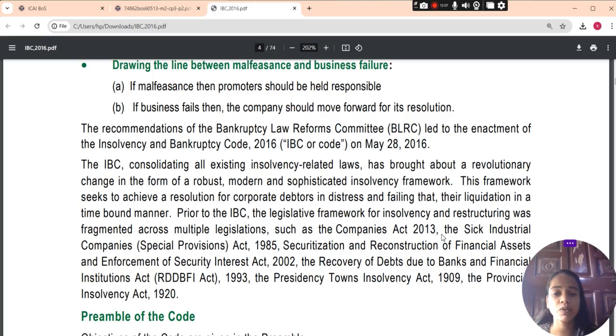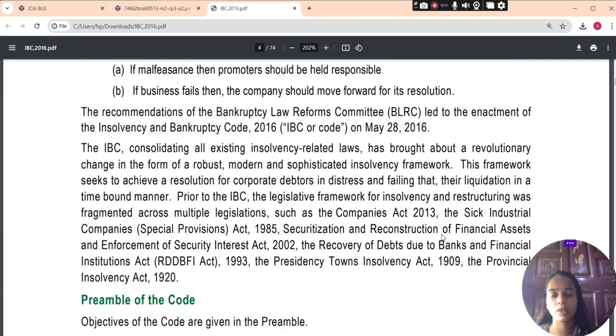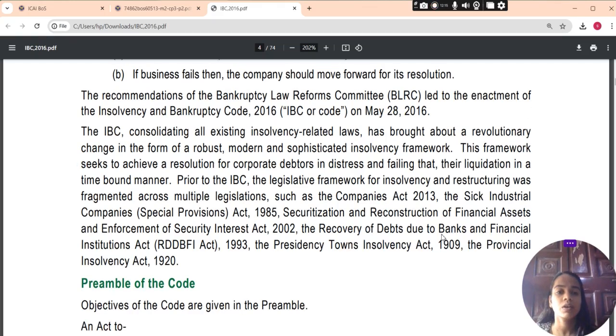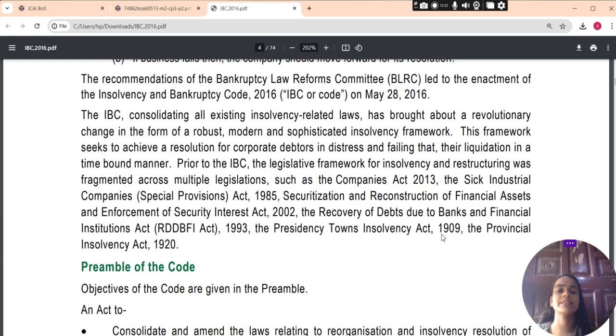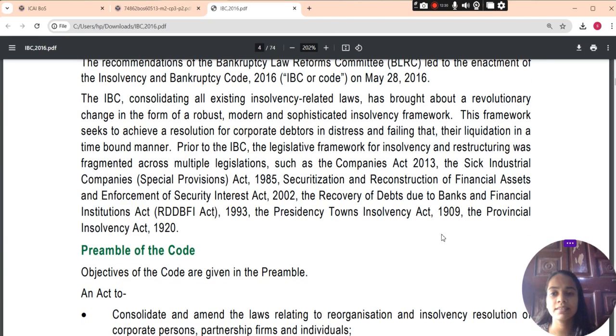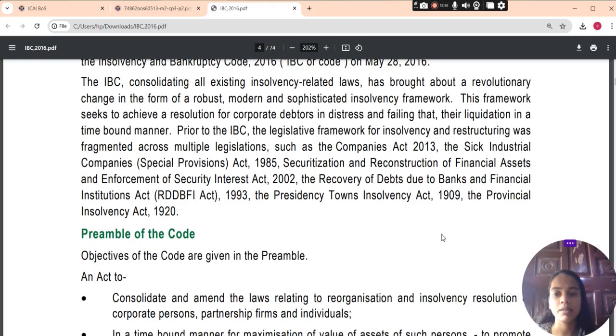The recommendation of the Bankruptcy Law Reforms Committee, BLRC, led to the enactment of the Insolvency and Bankruptcy Code, IBC, on 28 May 2016. The Insolvency and Bankruptcy Code, consolidating all the existing insolvency related laws, has brought about a revolutionary change in the form of a robust, modern and sophisticated insolvency framework. This framework seeks to achieve resolution for corporate debtors in distress and failing that, their liquidation in a time bound manner.